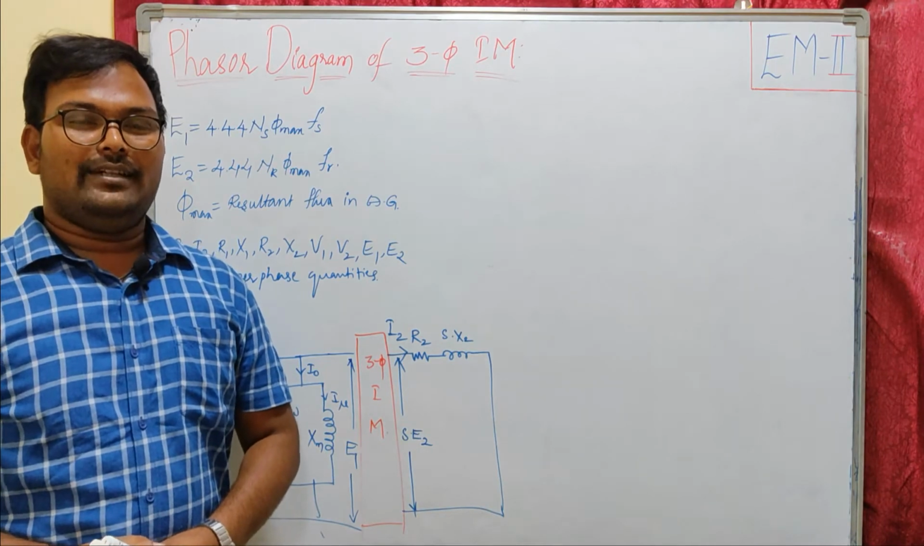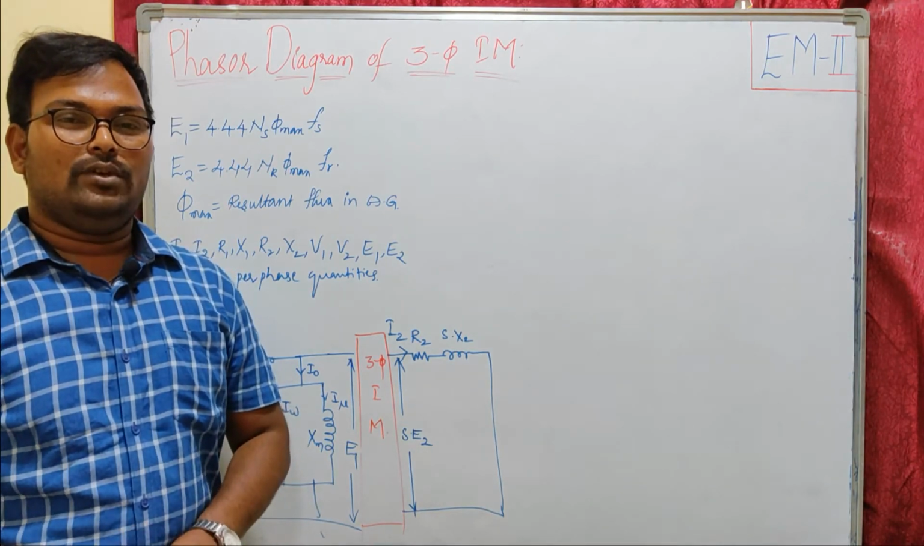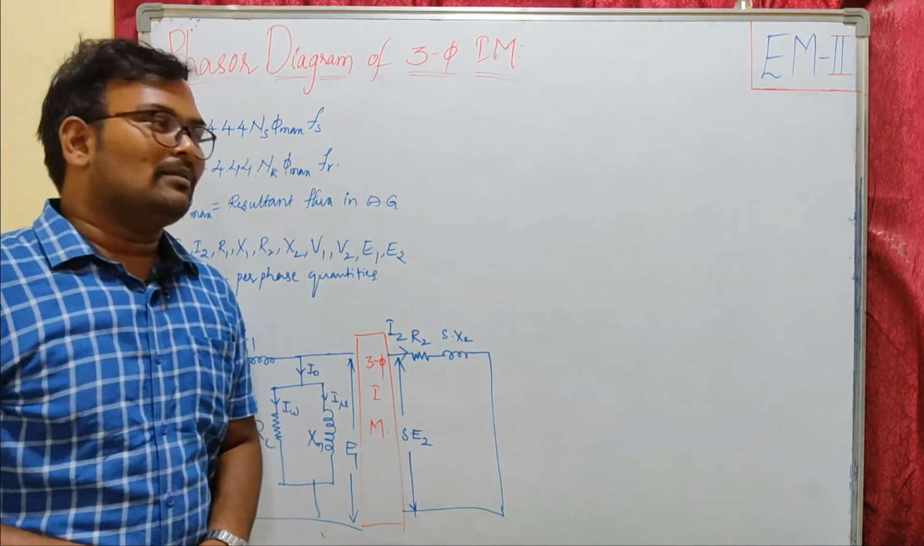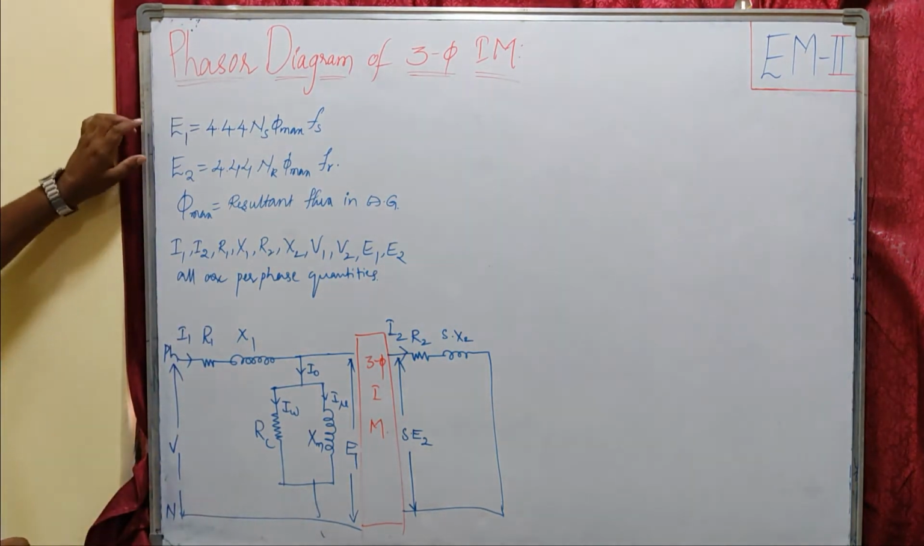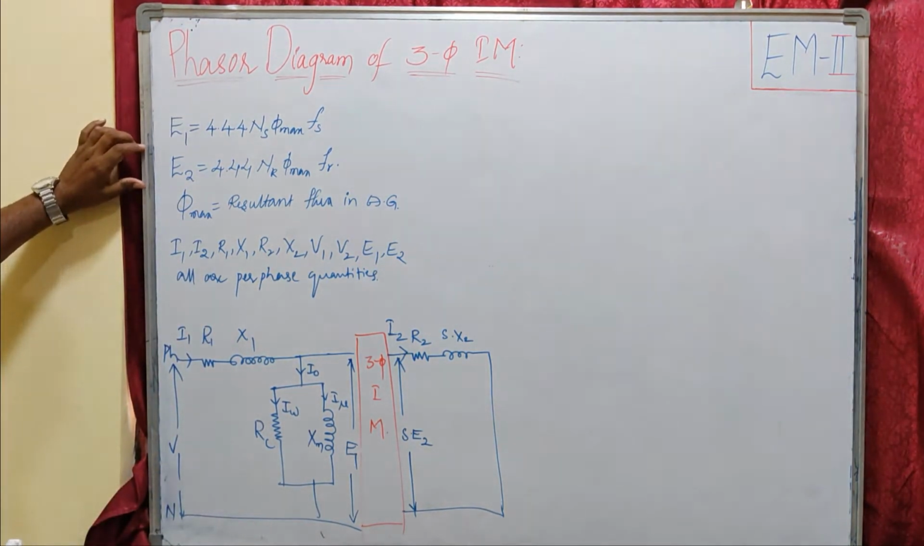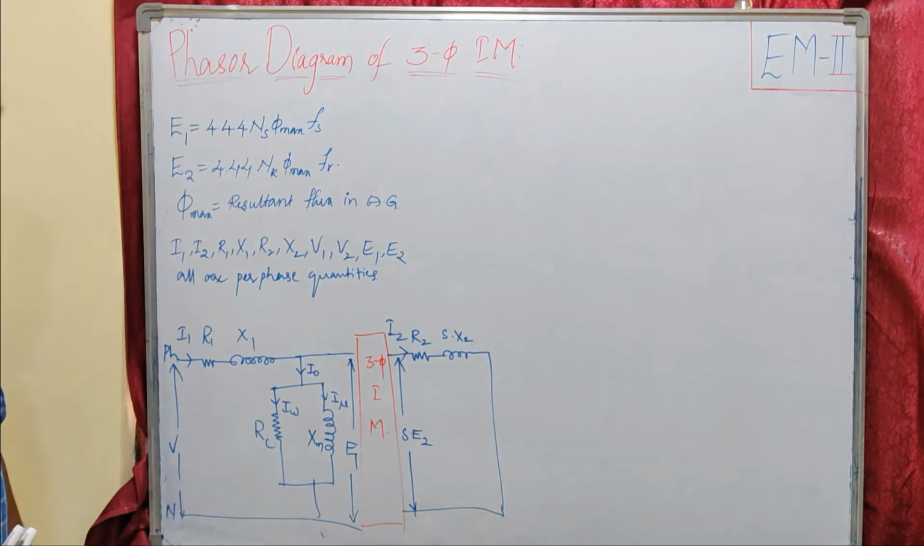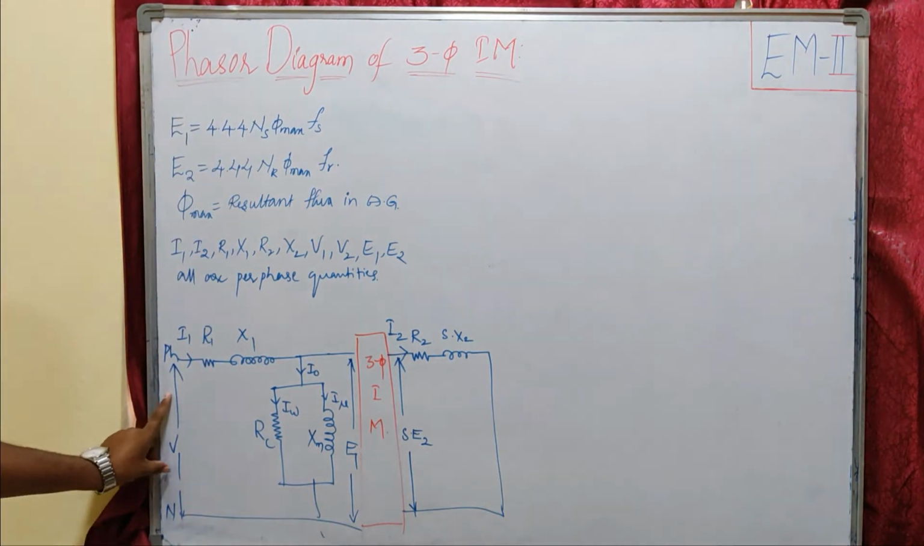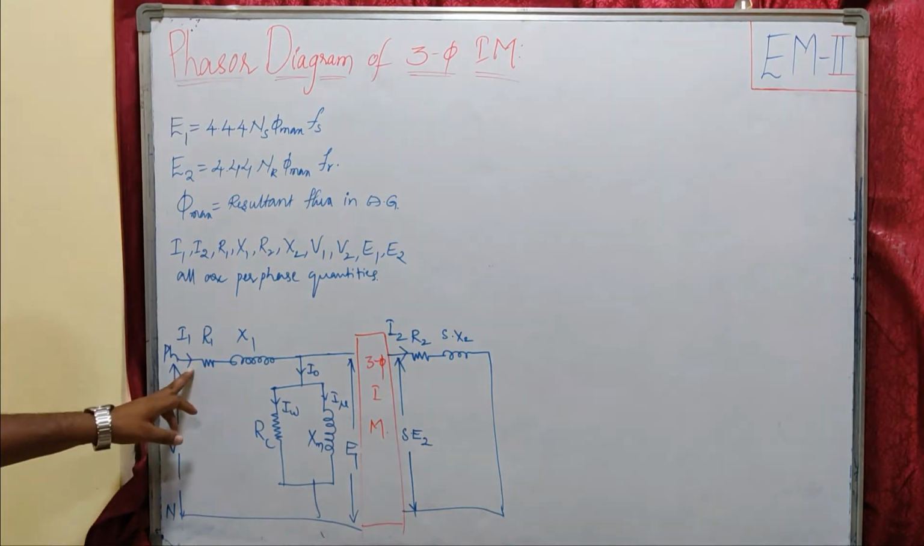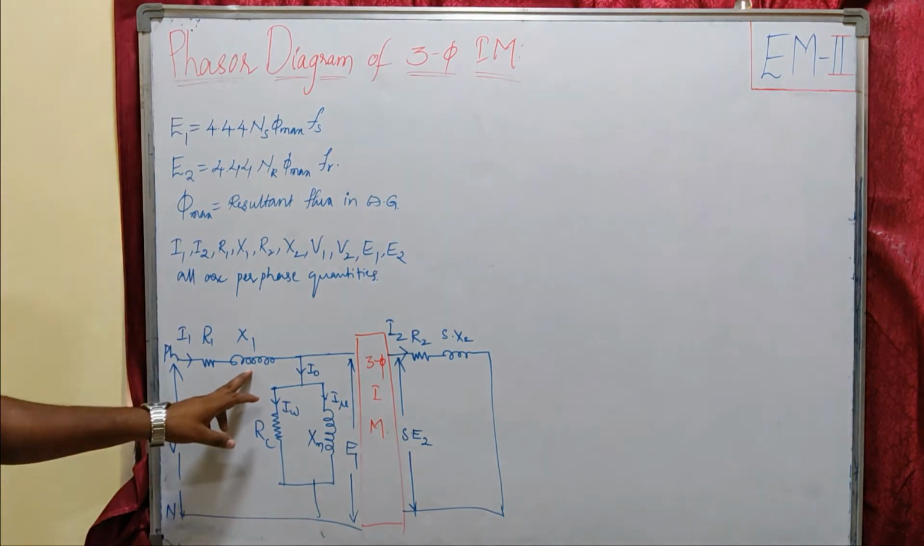Let us draw the phasor diagram of our 3-phase induction motor. Before going to that, we need to understand some things. We have our equivalent circuit here, and we are going to take its help to draw the phasor diagram of our induction machine. Here you can see this is our supply voltage V1, we have a stator current I1, and this is the stator resistance and this is the stator leakage reactance.